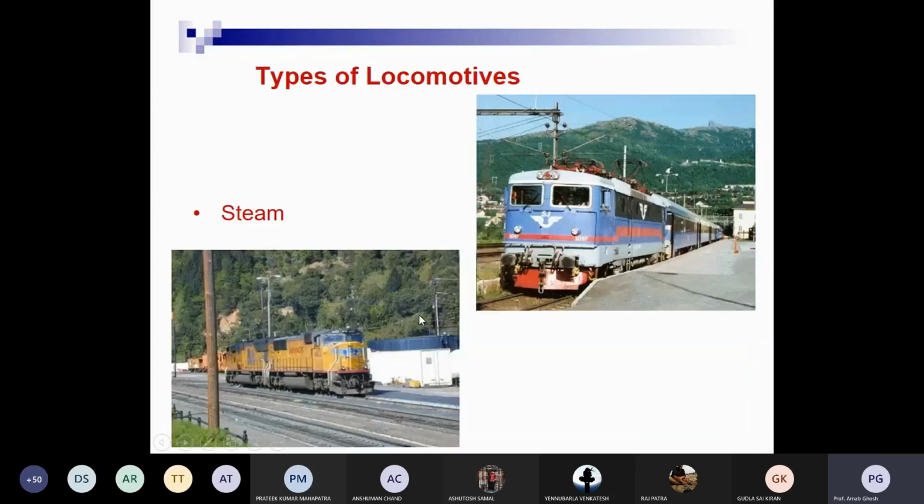Then here you see the types of locomotives. Initially it was steam. Now you can see it is not steam engines. It is diesel based, and there are electrical locomotives. You know, EMUs, electric multiple units, are there as well. So in both cases you can see.